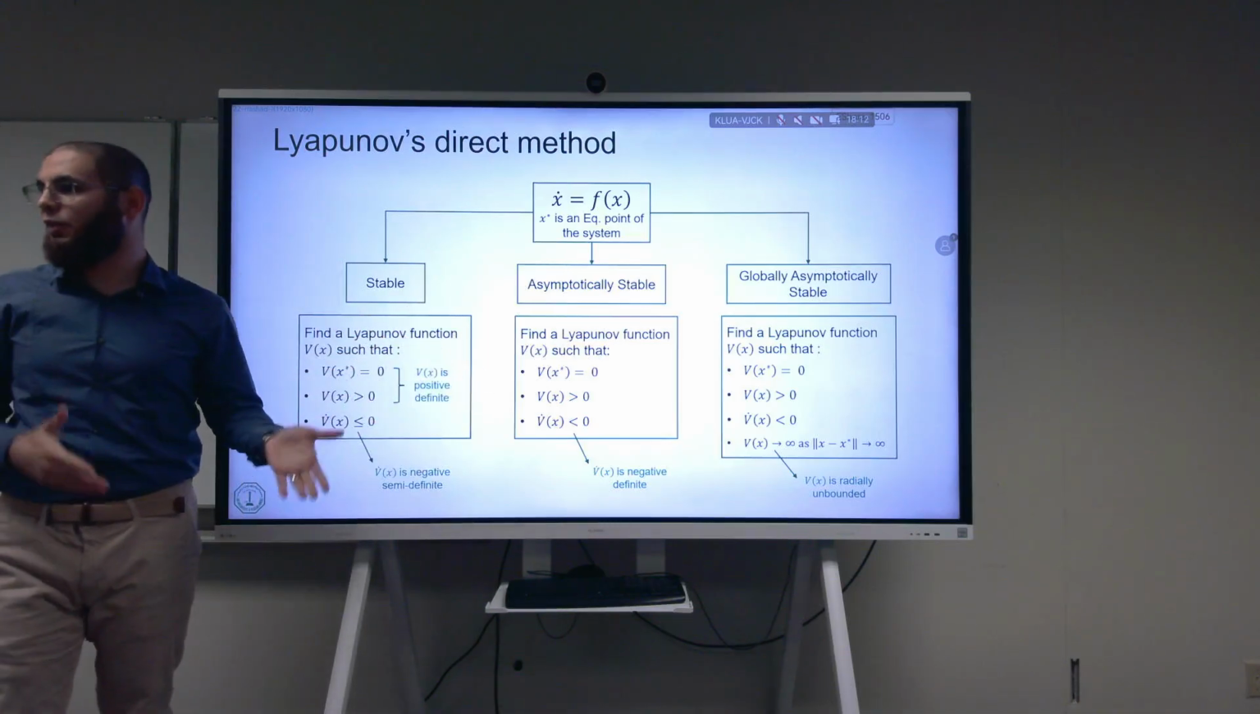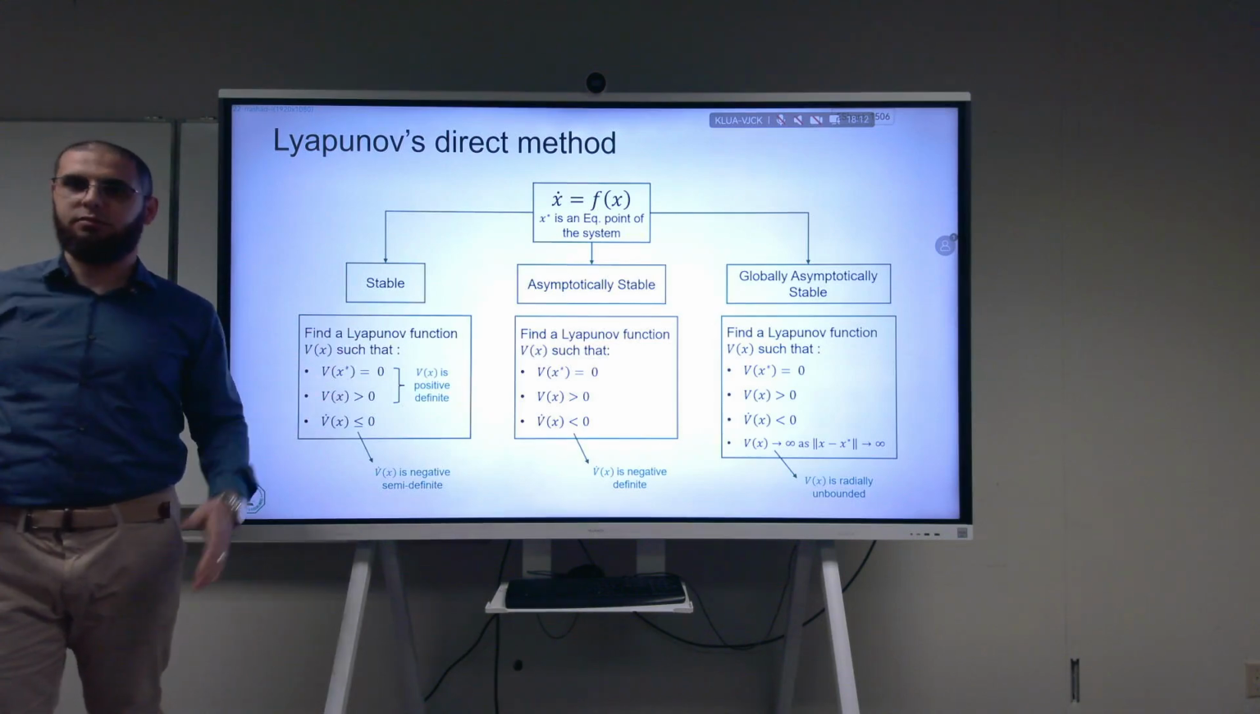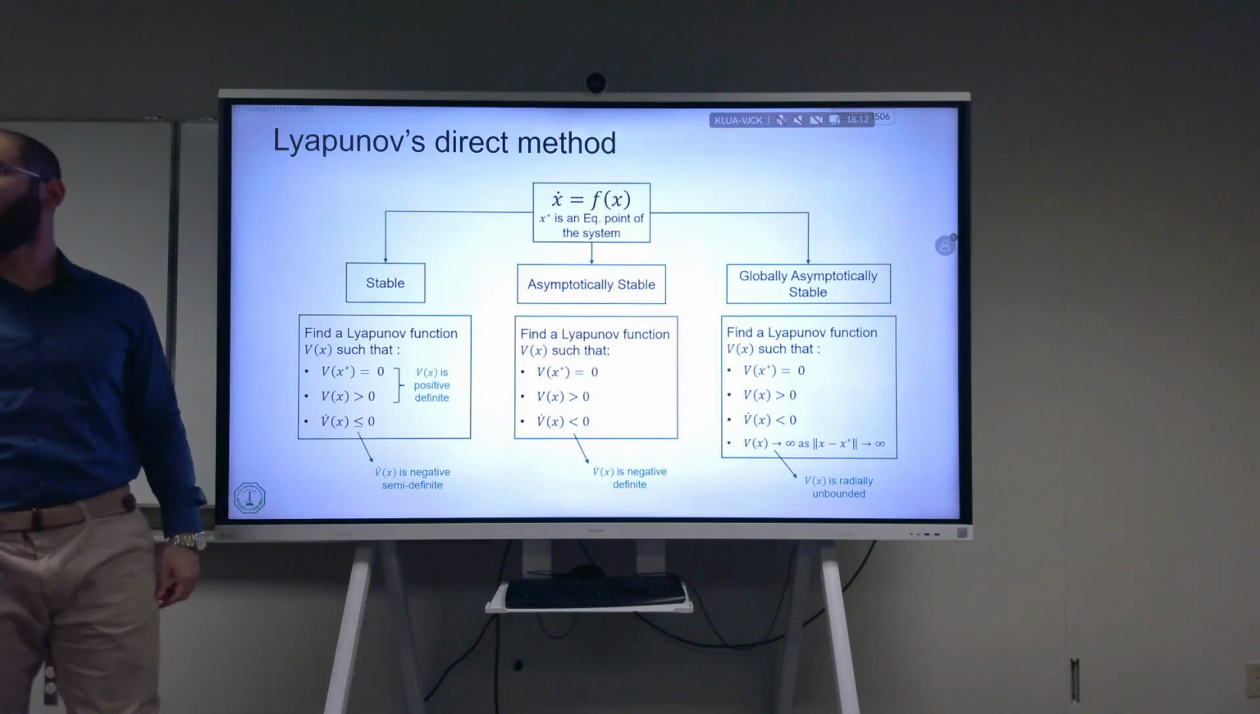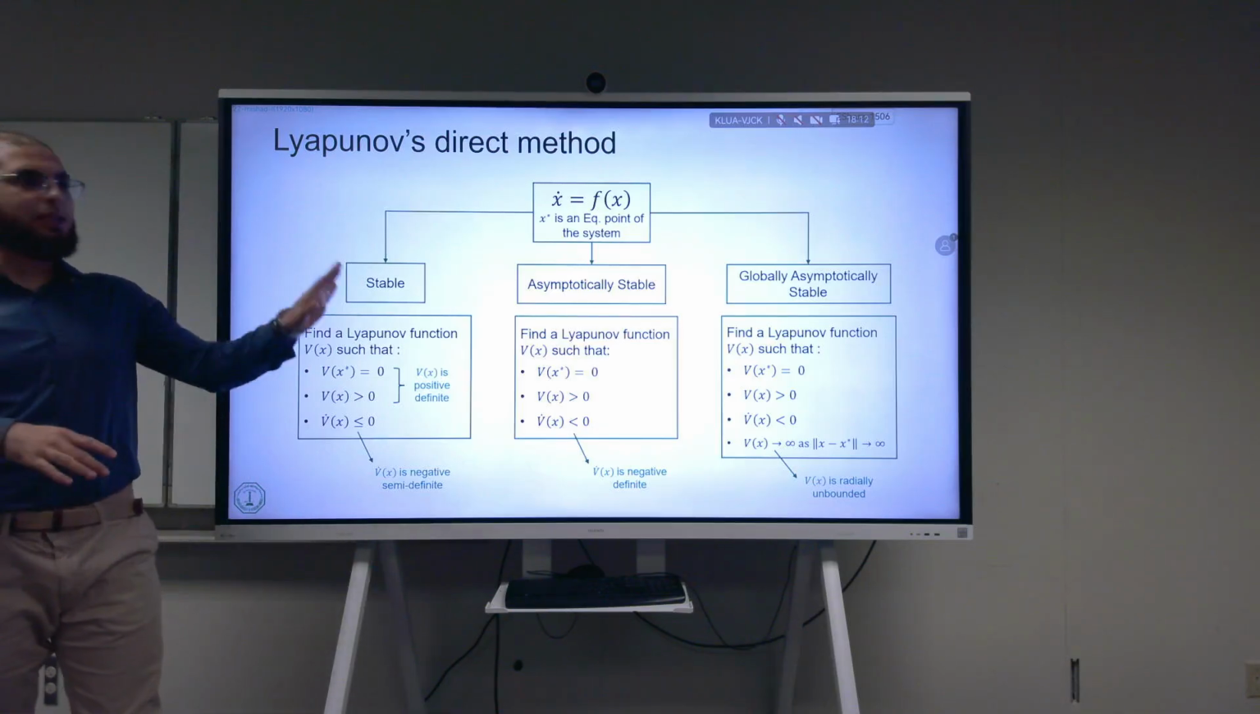And computing the Jacobian of a nonlinear function is very easy. MATLAB does it with one line. So it's really easy, and even numerically it's possible. So this is the Lyapunov direct method.